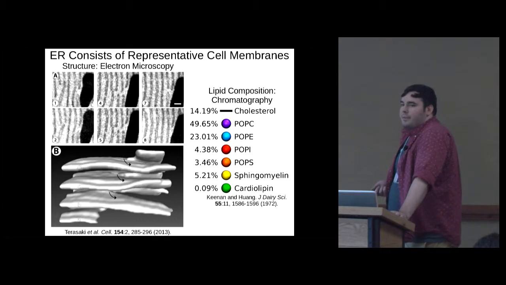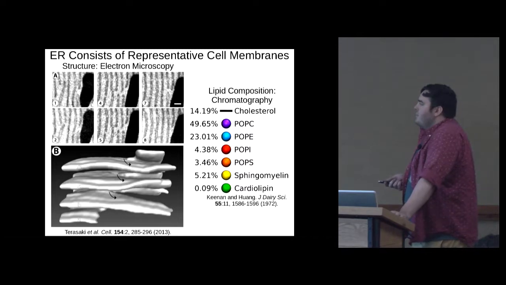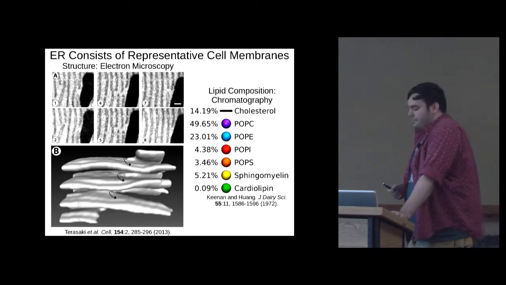In developing Xsys Builder, we've used a very small piece of the endoplasmic reticulum called the Terasaki Ramp as a representative cellular membrane. It has a complex helicoidal structure that was determined using electron microscopy in 2013. We've also incorporated a coarse approximation to the lipid composition of the ER into this model, and I'll be using this coloring scheme throughout the rest of the presentation.